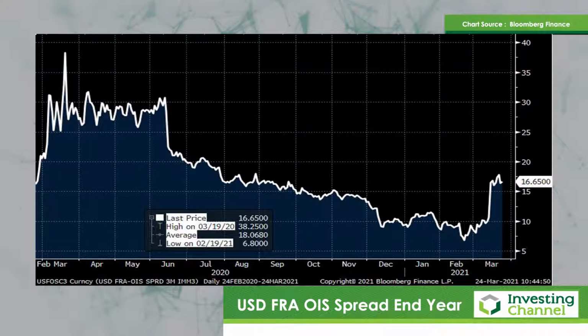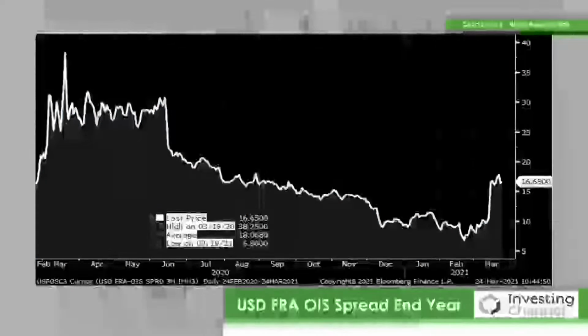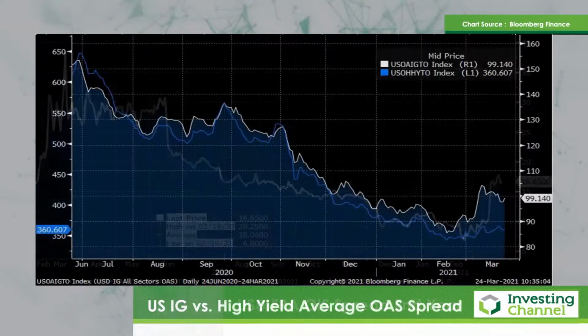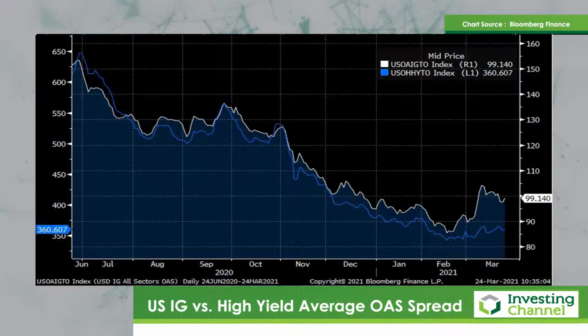So how is this playing out in the credit space? Well, I think this is where the interesting things are. My third chart today is the US investment grade versus the US high yield average OAS spread, a chart which I use very familiarly. First of all, a little warning on this. It's slightly deceptive in the sense that it's two scales, and the white line at the top is actually investment grade, and the blue line in the lower part is actually high yield.